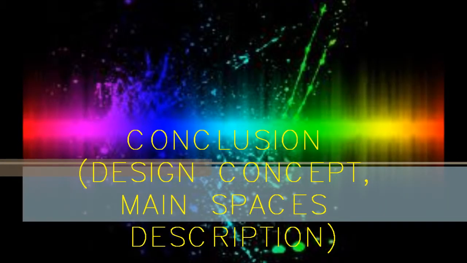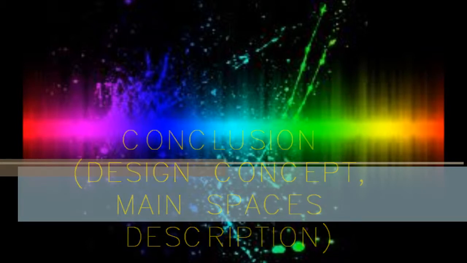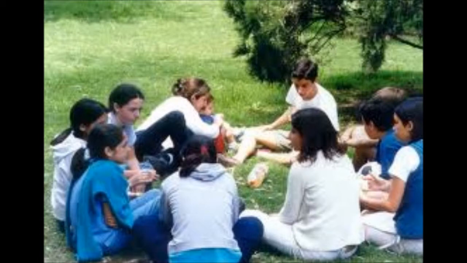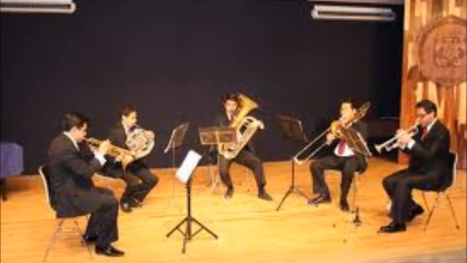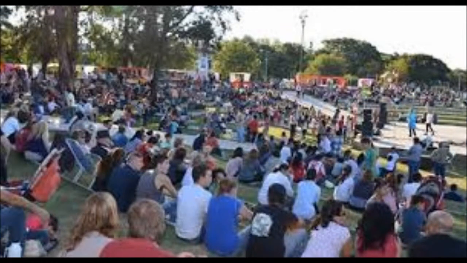Conclusion. Design concept, main space description. Basically, our design concept was based on creating a place that enriches the culture of Sinaloa, especially Culiacan, our home city, which needs this type of space for education that contributes to society life here. The forms and basic use in the project were rectangles with truncated corners.